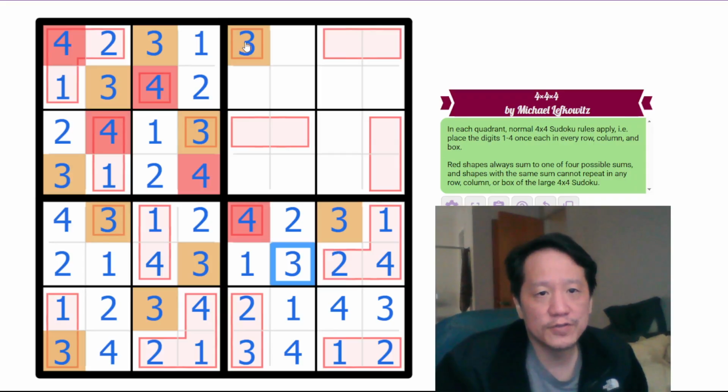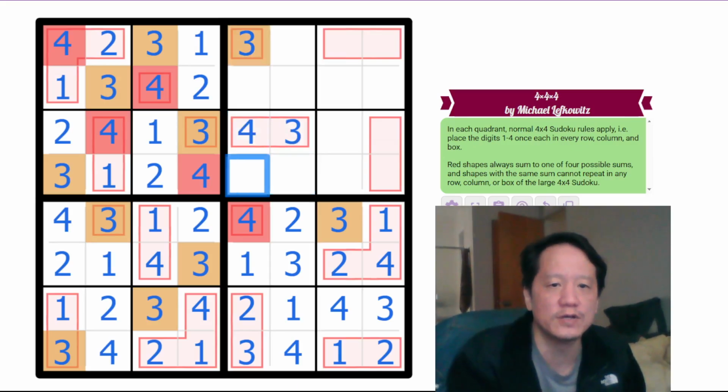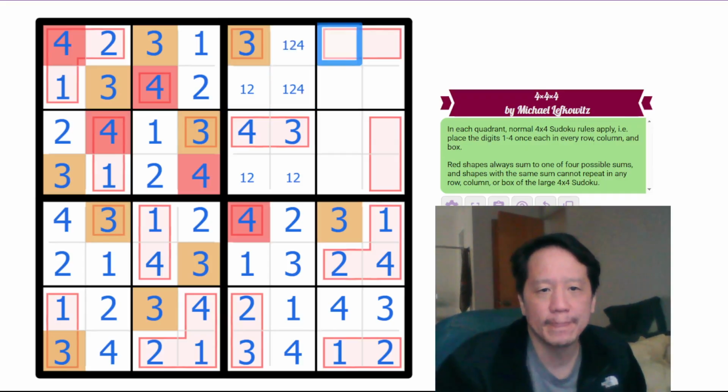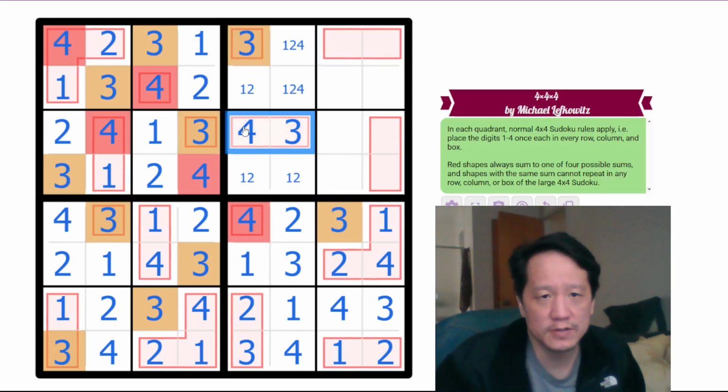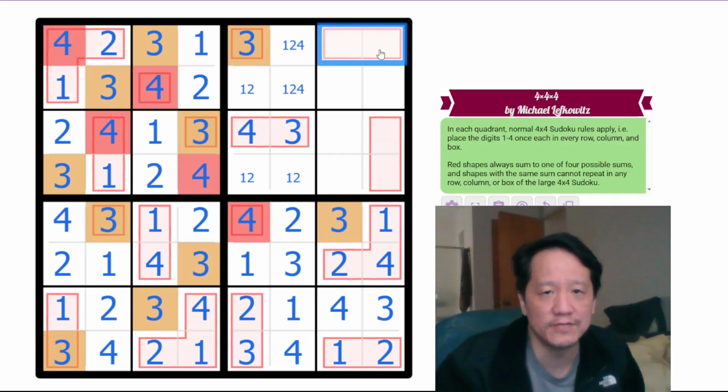So we have 3, 4, 5, and this must add up to 7. So this is 3, 4 as a pair, but this cannot be 3 because of the 3 in the column, so this is 4 and 3. That forces this to be a 1, 2 pair here. This is 1, 2 here, 1, 2, or 4. So this adds up to 7. We have 3 here. This is 3, 4, and 7. We're missing 5 as a sum.